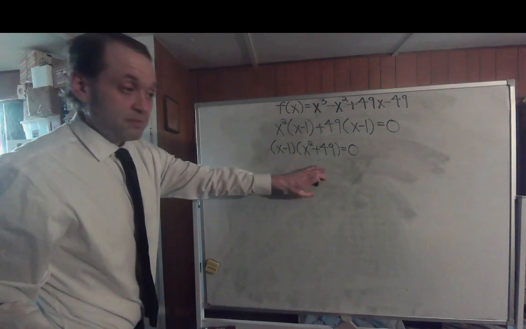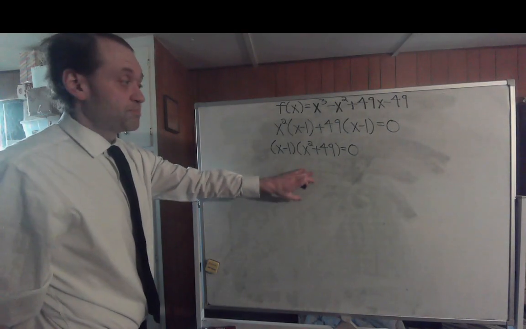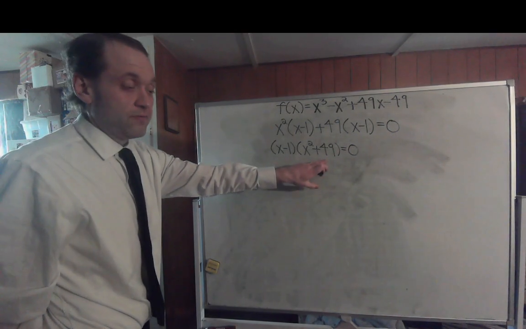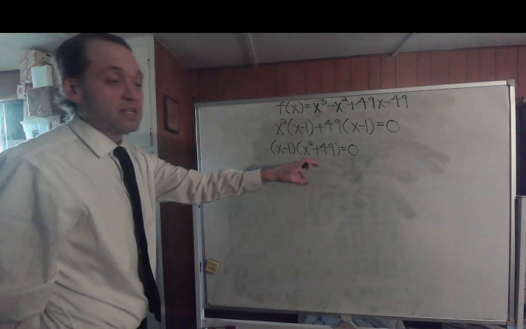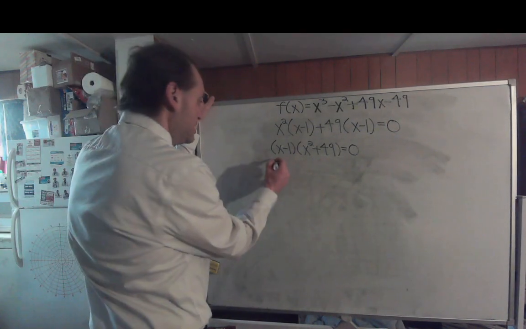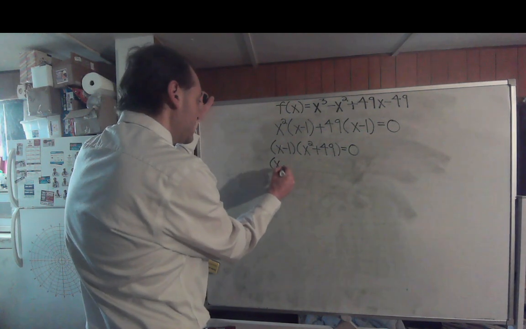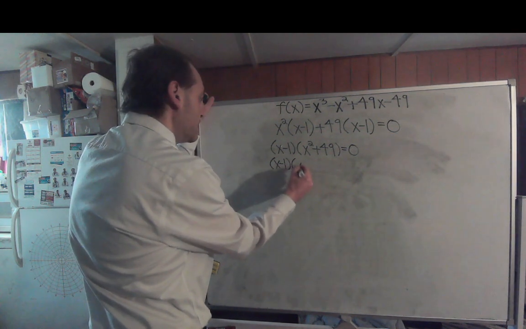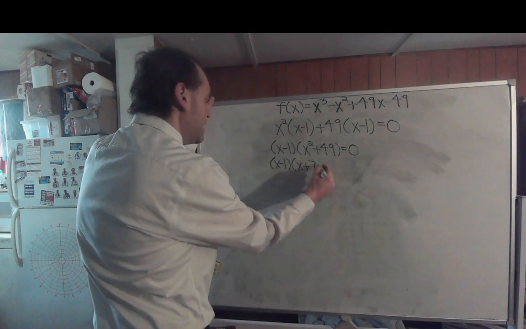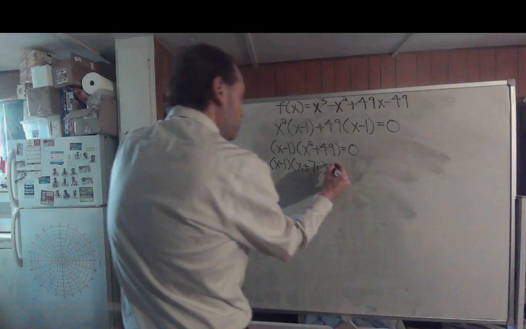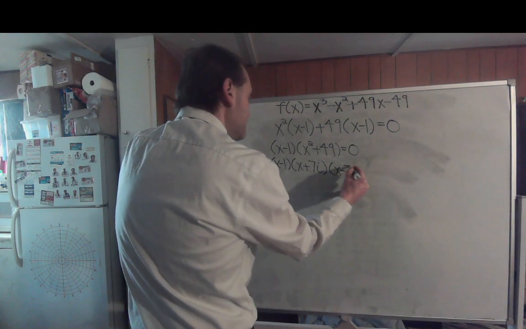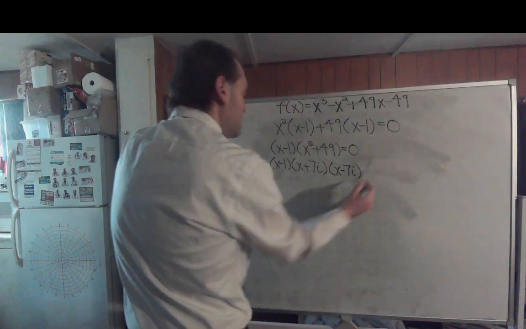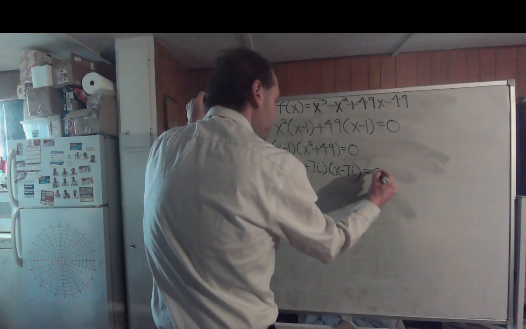Remember, we have a sum of squares, which would just be x plus an imaginary root of 49 and x minus an imaginary root of 49. So this will factor into x minus 1 times the quantity of x plus 7i times the quantity of x minus 7i would be equal to 0.